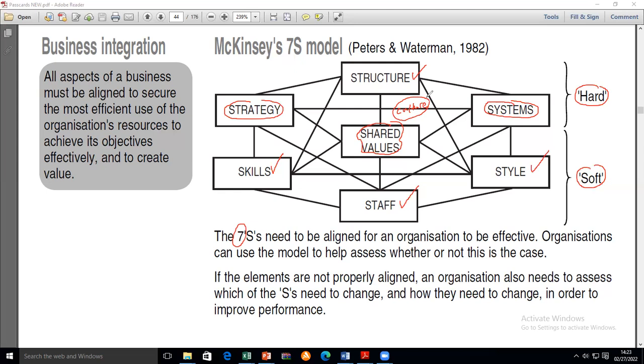So the culture is what binds all these together. The 7 S's need to be aligned for an organization to be effective. You cannot have a strategy without staff, without skills, without effective management.